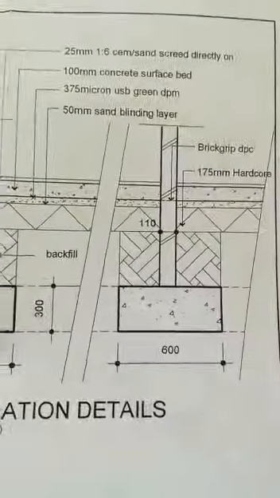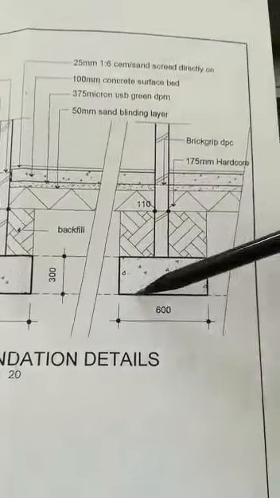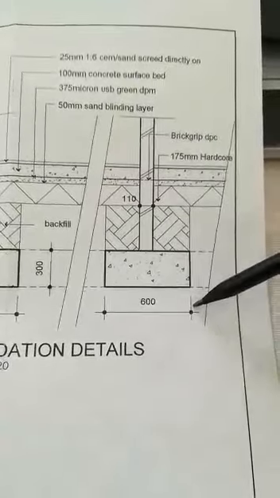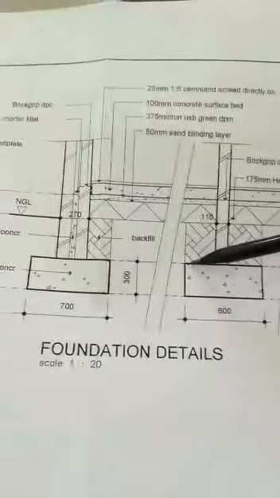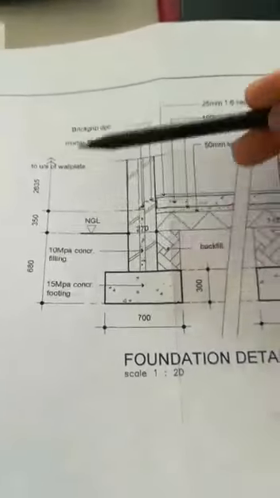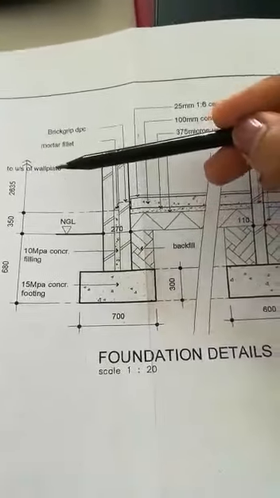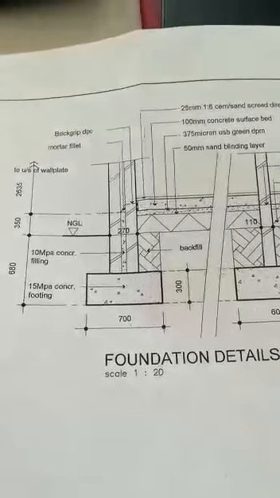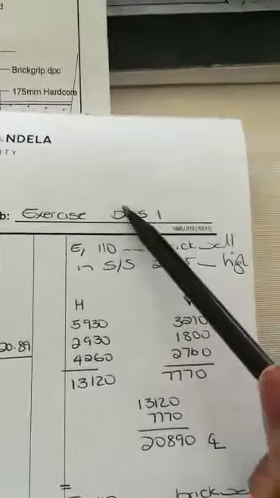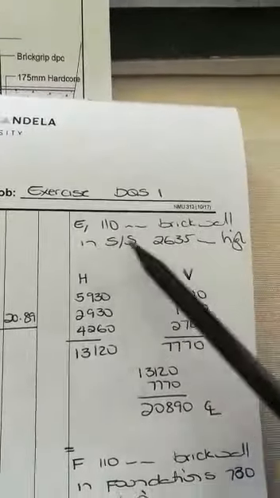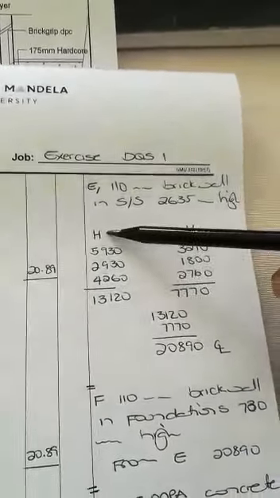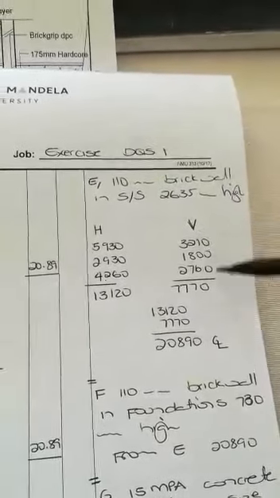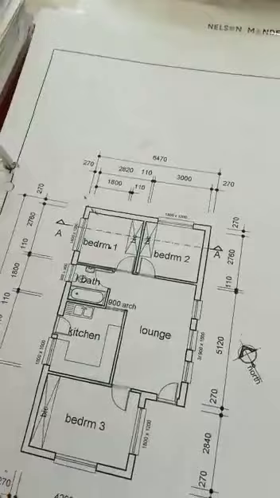We go to our section. There is our 110 brick wall. It's got a 600 millimeter width of footing, and the footing height is the same, 300. Everything is the same with regards to those dimensions. So we still have a height of 2635. So we are going to write 110 brick wall in superstructure, 2635 millimeters high. And then now we need to determine what is going to be our horizontal and what is going to be our vertical dimension. So let's go to the drawing.